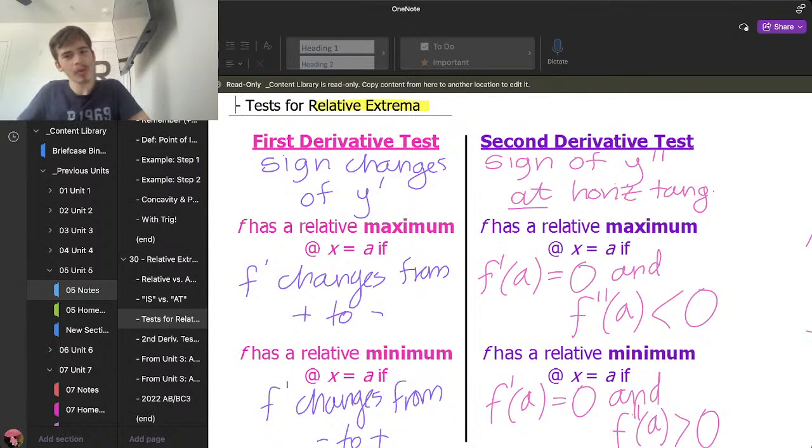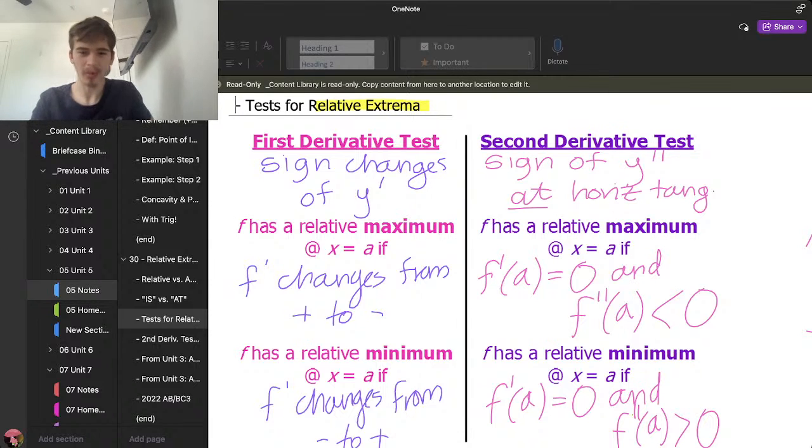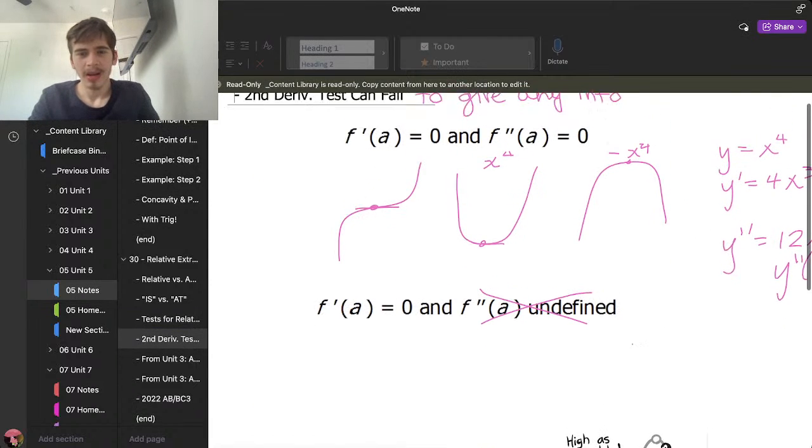So relative maximum makes sense. Look at the horizontal tangent of f and what the concavity at that point is. If f double prime is less than 0, then it's concave down, so it's a relative maximum. If there's another horizontal tangent, but this time it's concave up, there's a relative minimum at that point. So easy peasy.